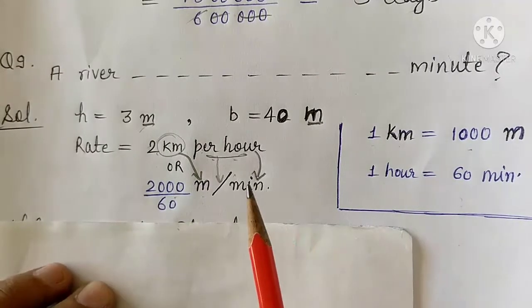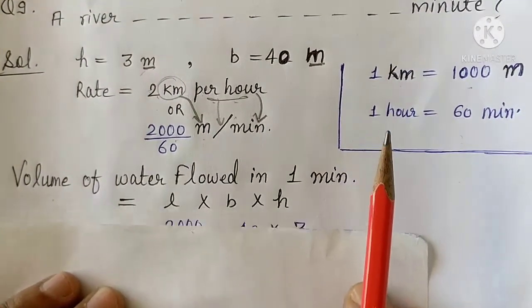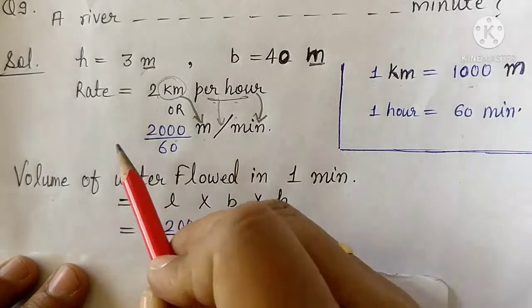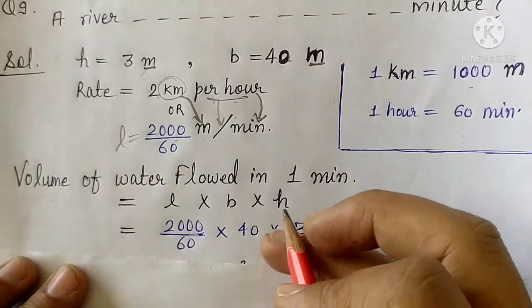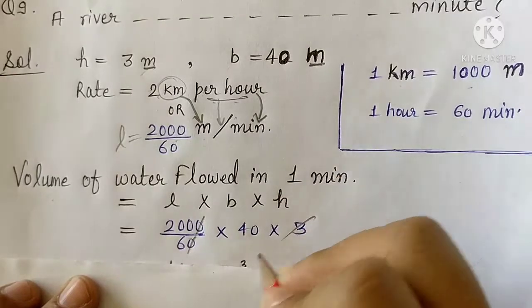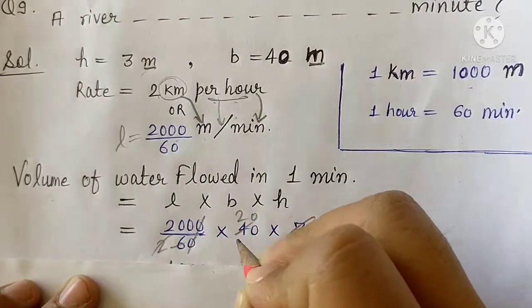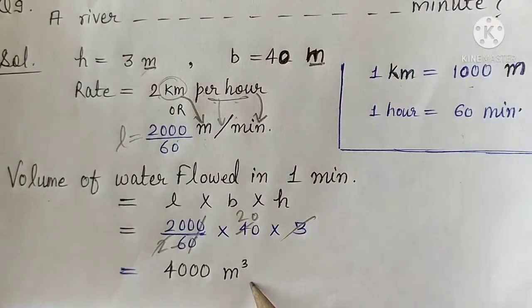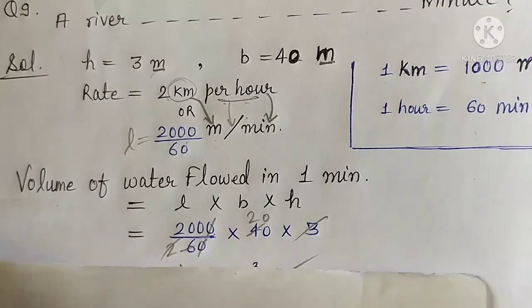Now we can put it in the volume formula so that we can find the volume. So volume of water flowed in 1 minute is length into breadth into height. L we have just found out. 2000 upon 60 multiplied by 40 into 3. So you can cut here. From 0 we can cut this 0. From 3, 2 2s are 6, and 2 2s are 4 and 0. 2 2s are 40 and 20, it becomes 4000 meter cube. This is our answer. So I hope it is clear to you. Here we have completed our exercise 13.5.